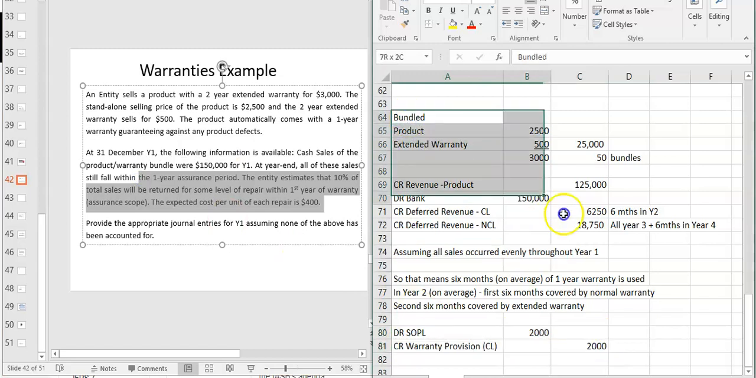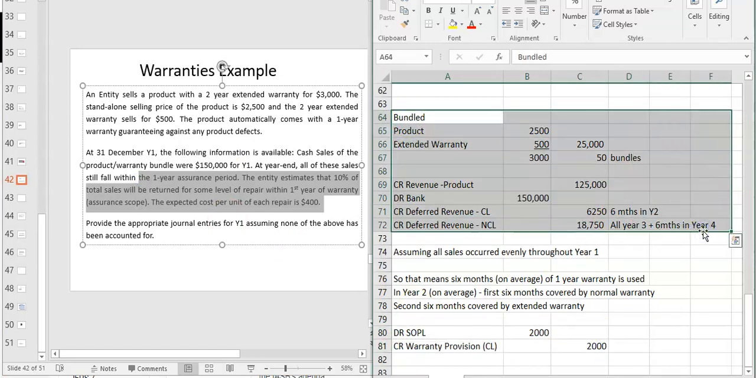So this is an extended warranty. It's a separate product completely, and you can attach a separate price to it. The normal 1-year warranty isn't typically seen as a separate performance obligation. It's part and parcel of the overall product. So that means you will treat it as an IAS 37 warranty, which is called an assurance warranty under IFRS 15. So again, it's all about terminology, just getting used to that, and particularly the debits and credits as well.